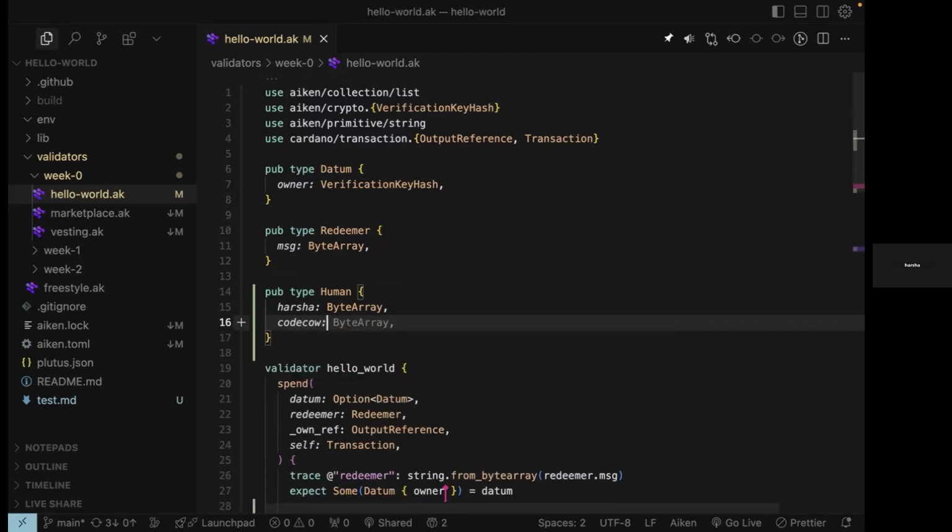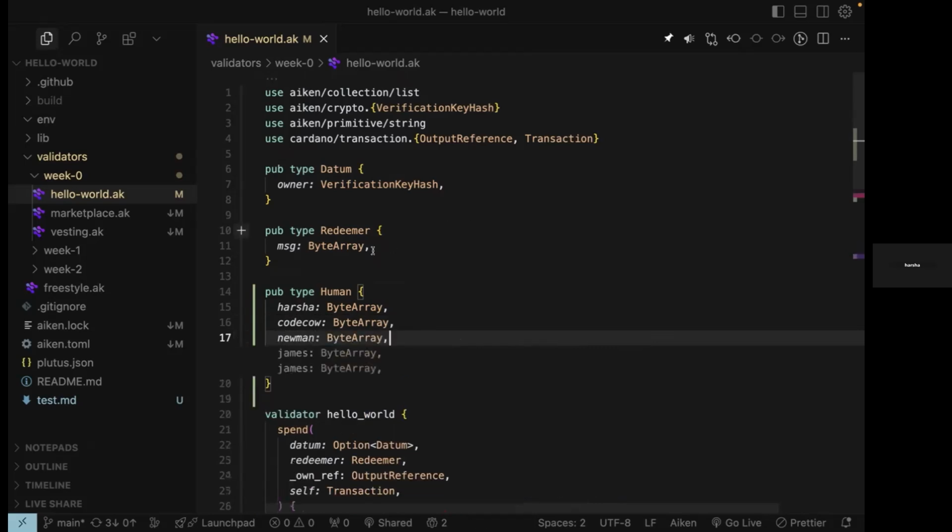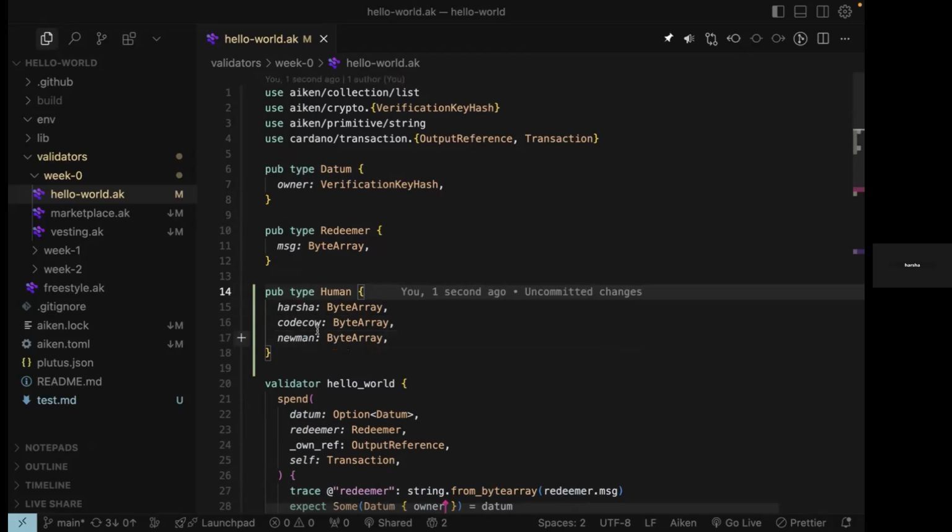Code Cow is another guy. His name is also a byte array. And Kai, who is Kai? Newman is a byte array. So basically, this is literally the same as this. We are just saying there are different types of humans. Cool. And this is saying there is only one type of redeemer.